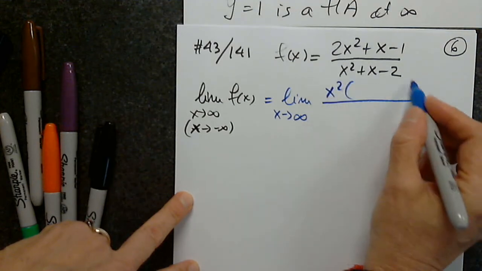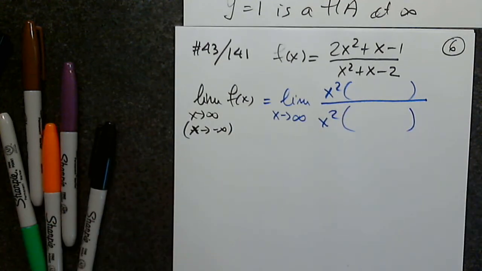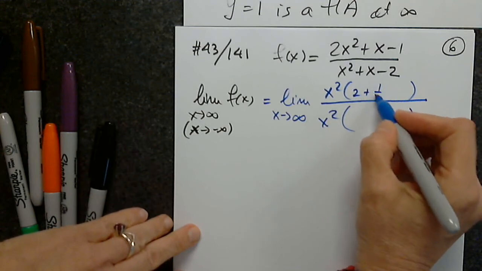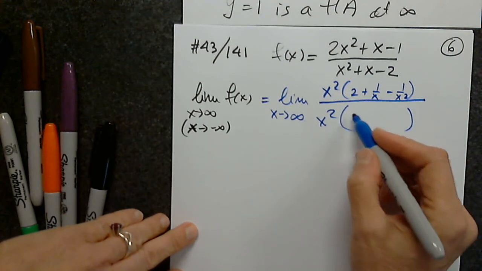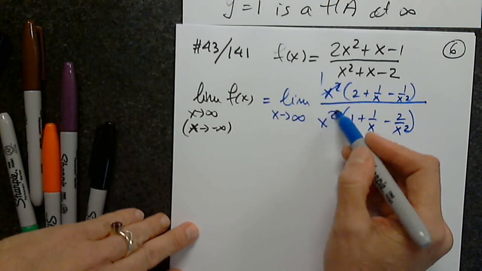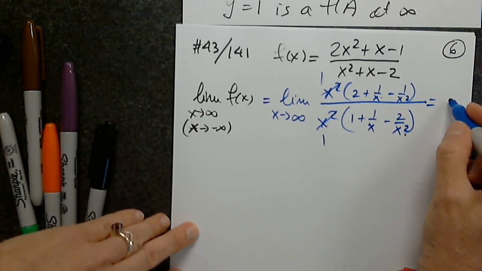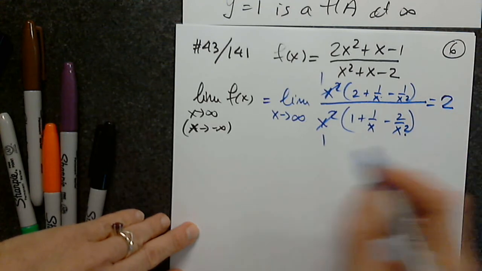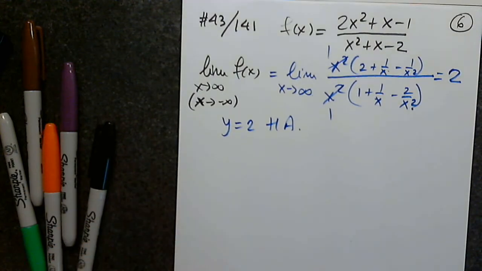Yes, so I have to factor out. What is the degree in the denominator? Good. And what do I have in parentheses? 1 over x. So this is 2 plus 1 over x minus 1 over x, that's it. And the next one is 1 plus 1 over x minus 2 over x squared. Yes, these two go away. These all four go away, so the answer is as expected, 2. So it means y equals 2 is a horizontal asymptote. So we're done with the horizontal asymptote.